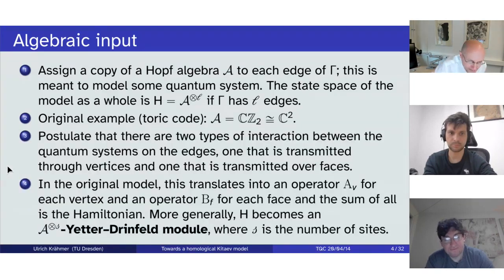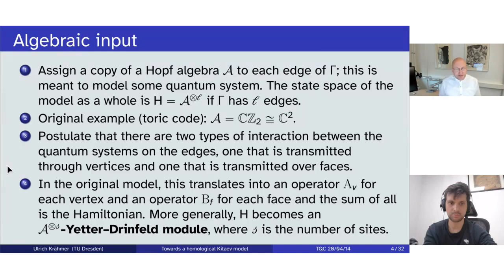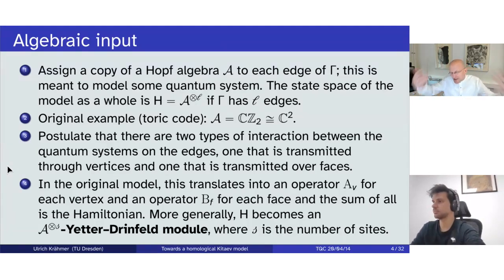And well, what do you then do with this Hopf algebra structure? Well, you use this to model interactions between those different quantum systems that you mounted to the edge of our graph. So the idea is that there will be two types of interactions, and one is somehow communicated over the faces, and the other is communicated over the vertices of this graph. And the two interactions will use the product and the co-product of that Hopf algebra.